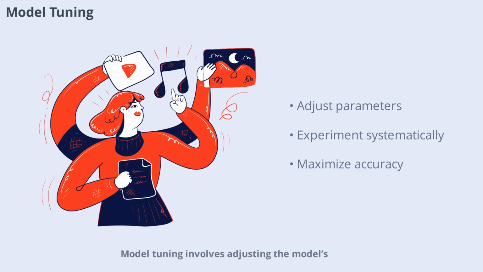Model tuning involves adjusting the model's parameters to achieve the best possible performance. This might mean changing the learning rate, the number of layers, or other settings. Tuning is often done through systematic experimentation, testing different combinations to see what works best. The goal is to maximize accuracy and minimize errors, ensuring the model is as effective as possible.